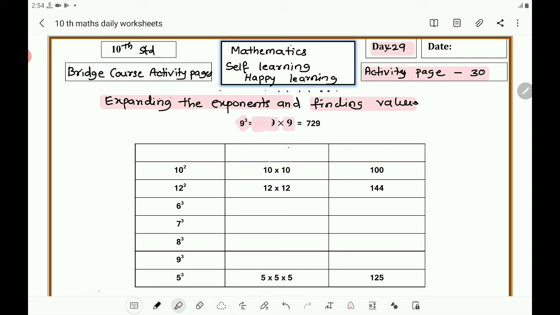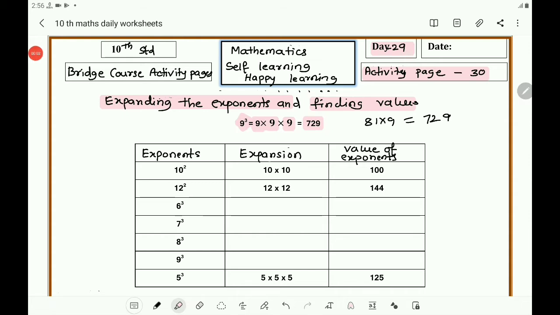You know that 9 nines are 81. 81 into 9: 9 ones are 9, 9 eights are 72, so 729. 729 is the expansion of 9 power 3.